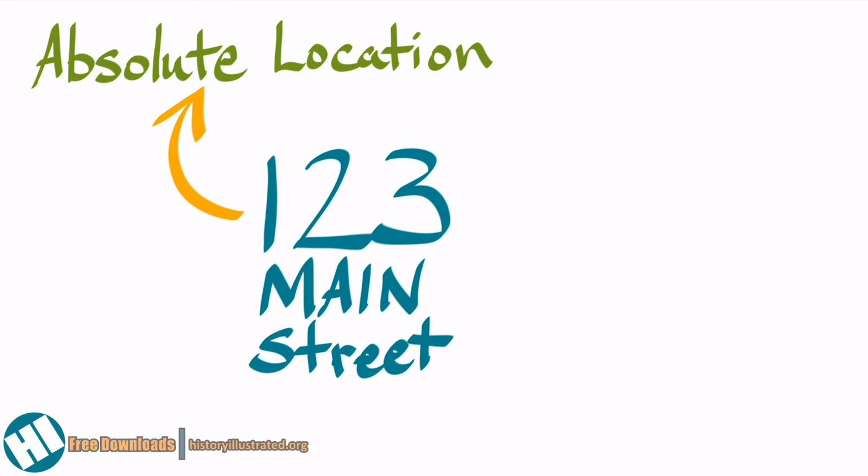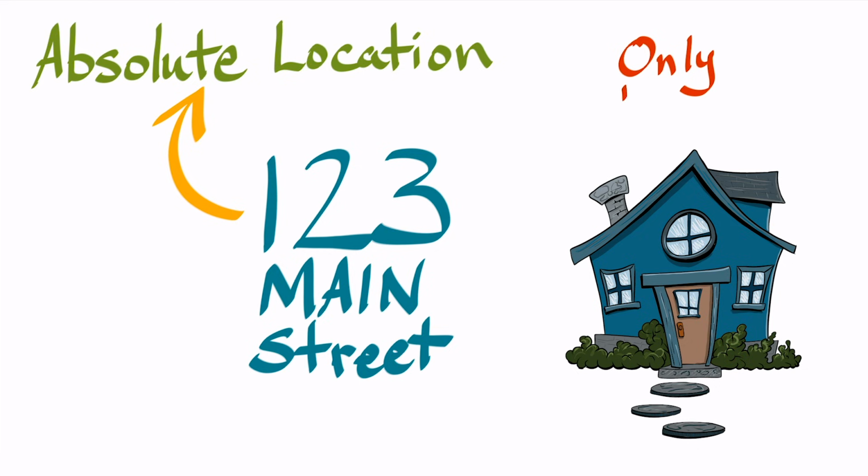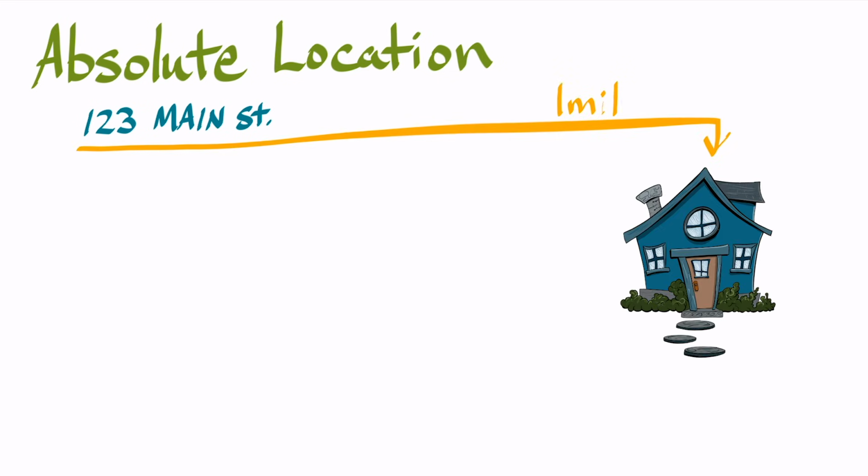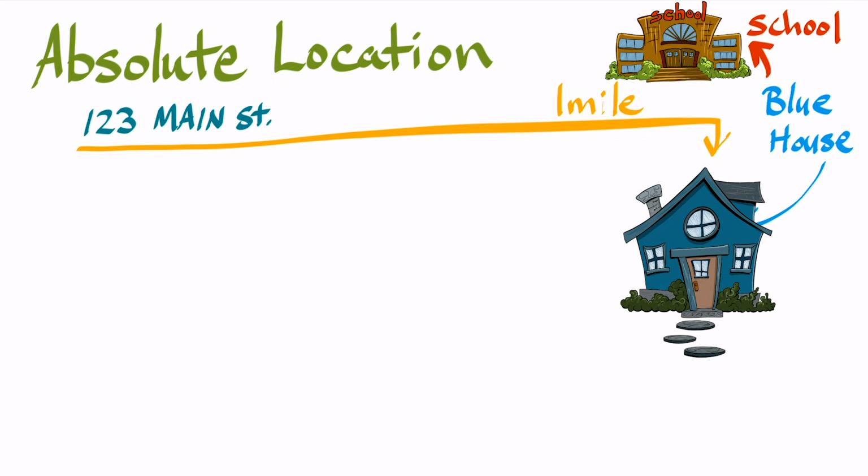With it, I can find your absolute location. I know exactly where you are. Which means this is the only house with this address, so there should be no confusion. Of course, we do use absolute locations when ordering pizza all of the time. But we might also add some relative locations too, just to make it a little bit easier. Like, I live at 123 Main Street. It's the blue house across the street from the school, about 1 mile down the road. Combining them makes it easy to find the locations most of the time.